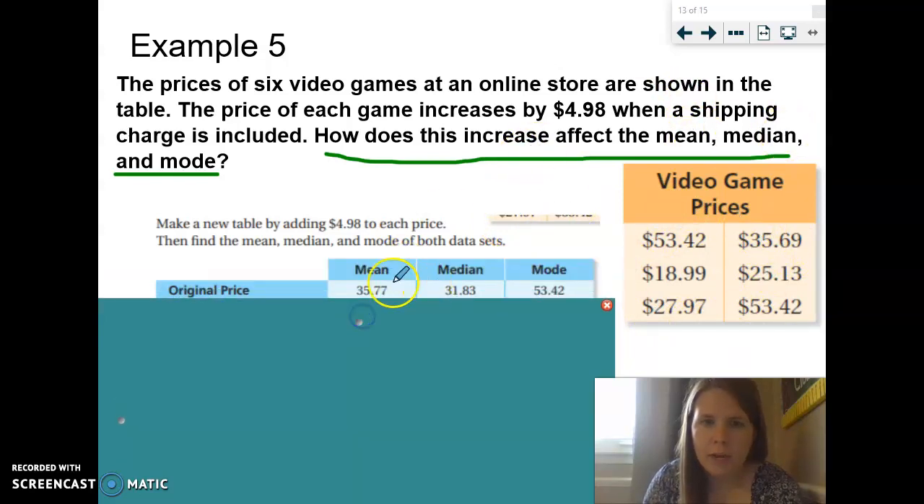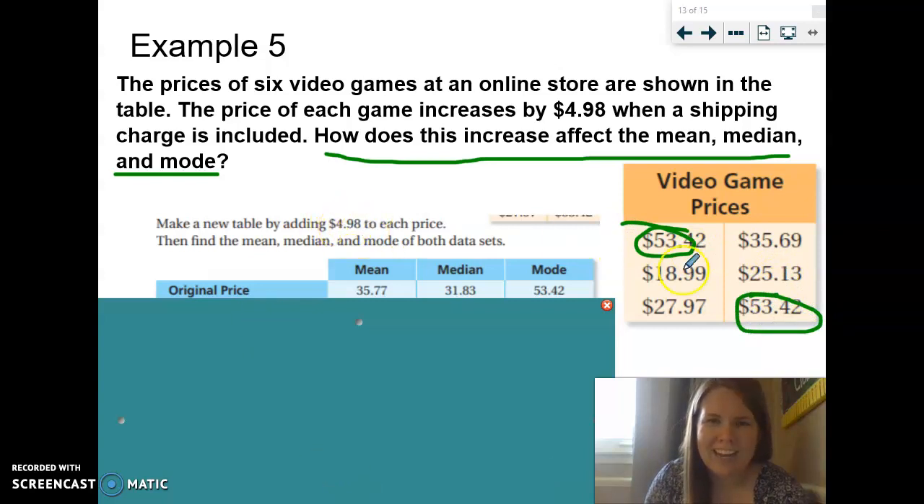So the original prices, the mean is 35.77, your median is 31.83, and the price that occurs the most is this 53.42. Then they went back and added 4.98 to each single price. All right, and then refound the mean, refound the median, and refound the mode. I know it's a lot of work, but you can do it because you should have learned this before.